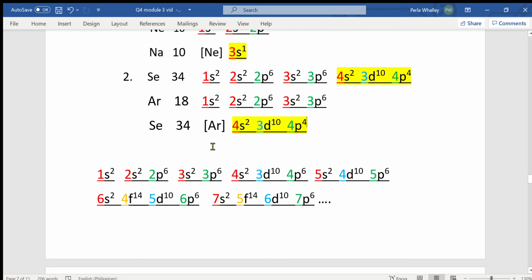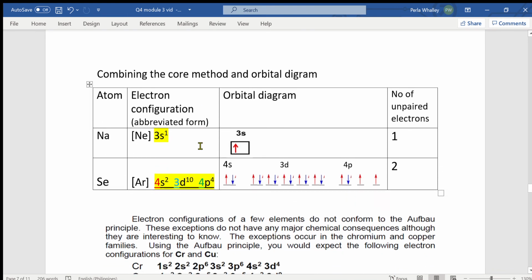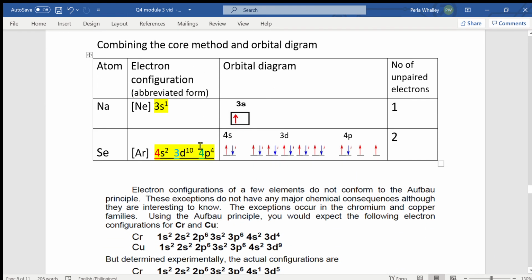Okay, let's continue. Now, combining the core method and orbital diagram. So this table, we have the column for atom, electron configuration, abbreviated form, orbital diagram, and number of unpaired electrons.